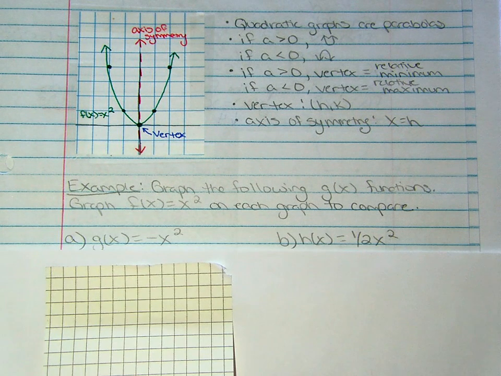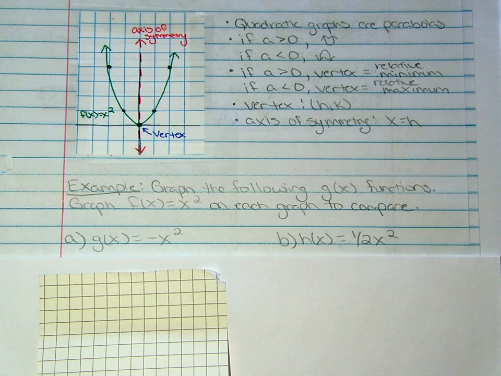We're going to graph two different versions of our x squared graph on here. It says graph the following g of x functions or h of x functions. But when we do this, we're also going to graph f of x equals x squared on the graph just to simply compare. On Pearson, you won't do that. Most of the time, your graphs are multiple choice, and you just pick which one matches. But when it comes to paper and pencil, it helps us to actually visualize what has happened in our graph if we compare it to the original.